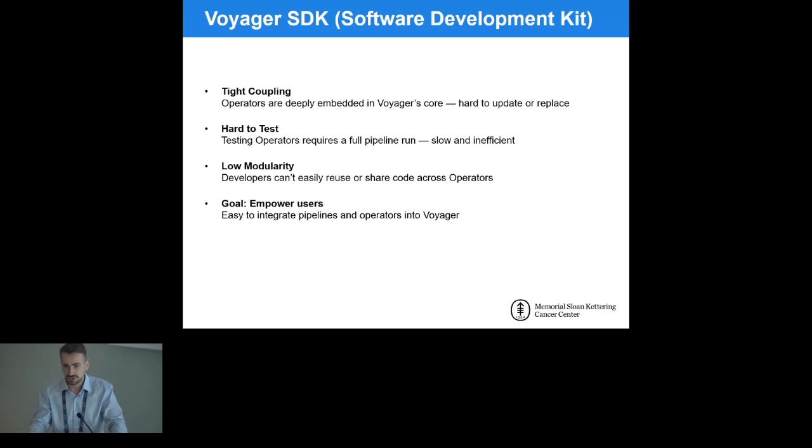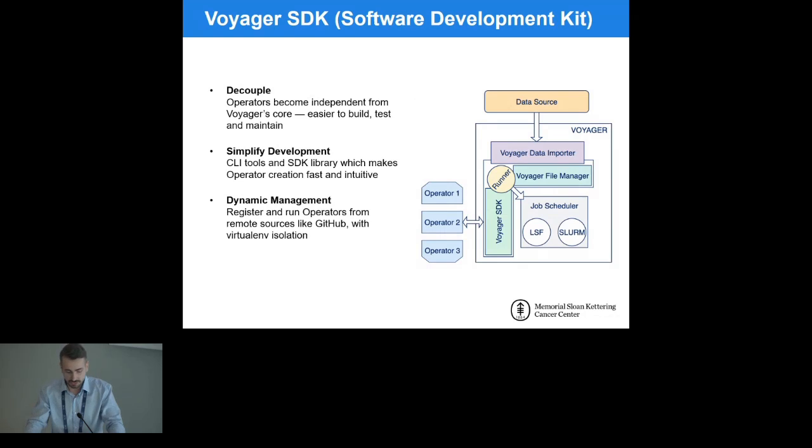With more groups within our institution willing to use Voyager automation, we needed to empower them so they can integrate their own pipelines and operators into Voyager. So that's how the Voyager-SDK came about as an idea. We wanted to decouple the operators. They had to become independent from Voyager's core. We did that by building CLI tools and an SDK library, which makes operator creation fast and intuitive. Another important thing was to build a dynamic operator management system. So when somebody builds their operator and tests it locally, it can be registered within Voyager and run in production.